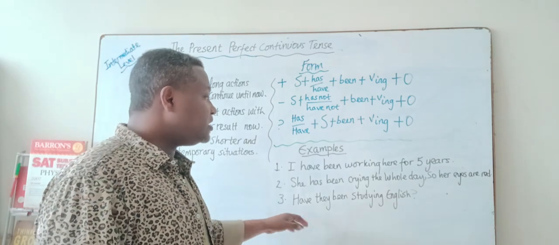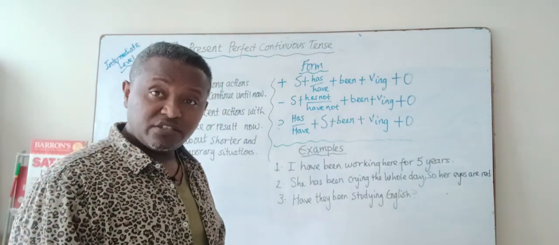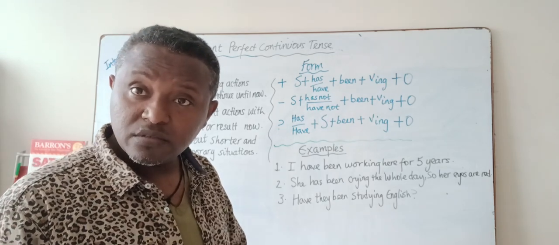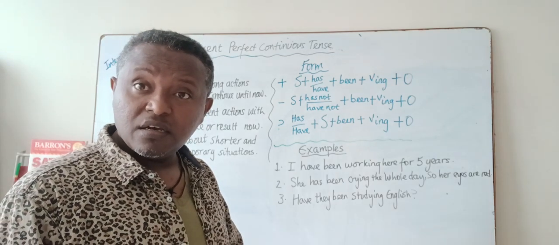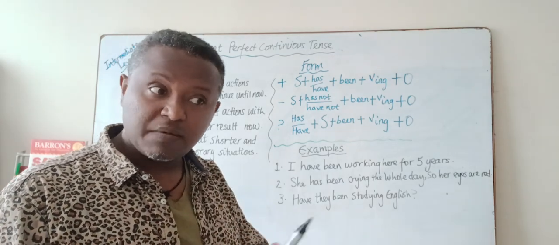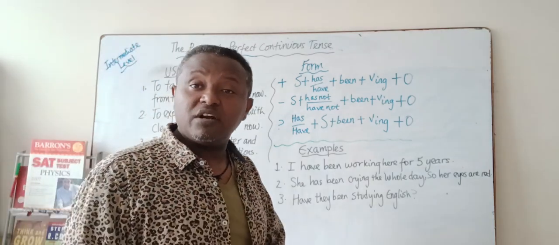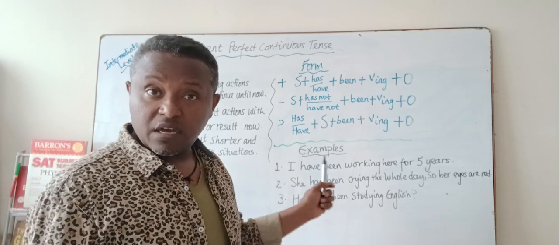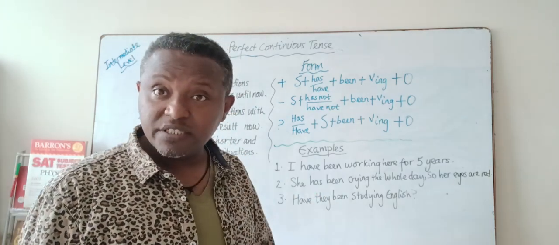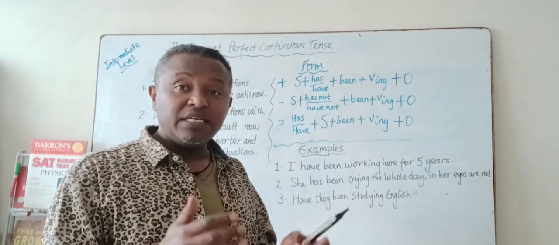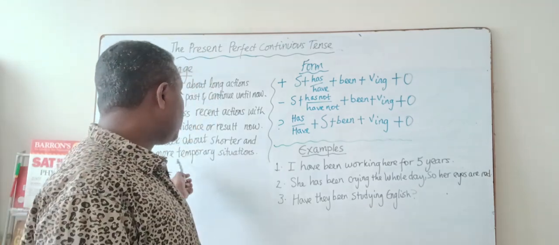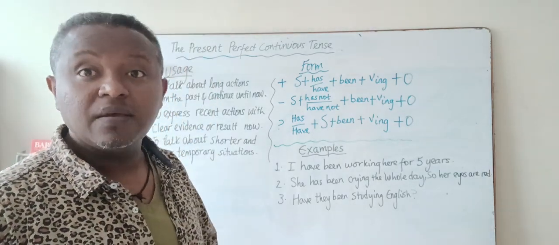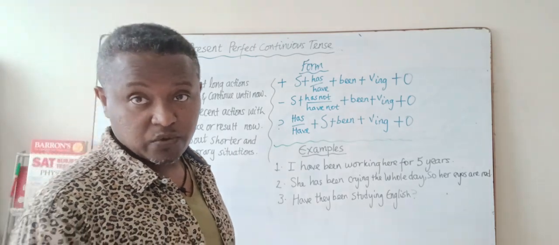Because of that, we ask, have they been studying English during summertime? Have they been traveling abroad recently? They are talking about some of their travel experiences. Have they been traveling abroad? Have they been studying English? So to talk about these more temporary and shorter actions, we use the present perfect continuous tense.